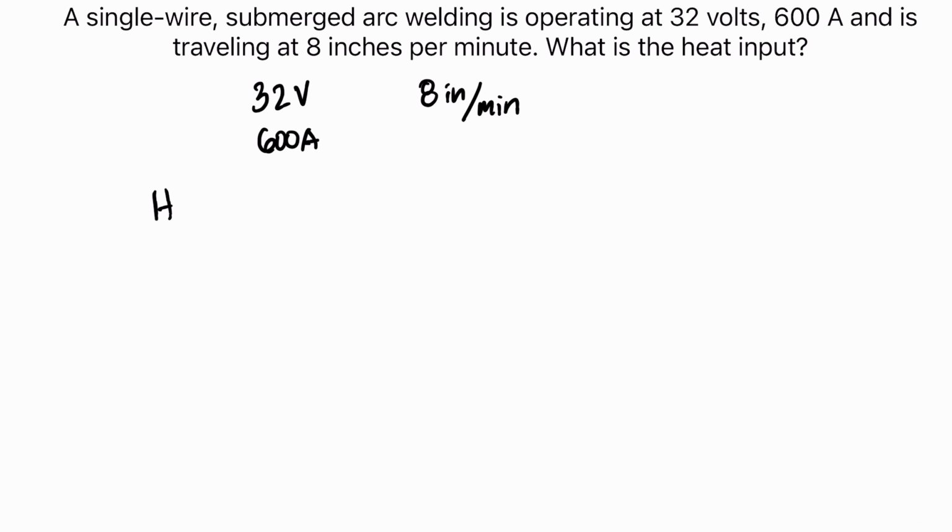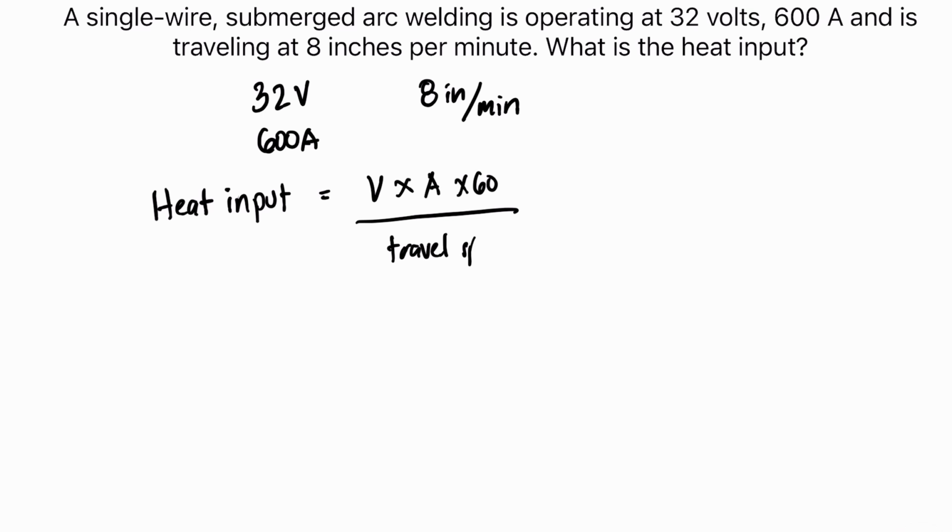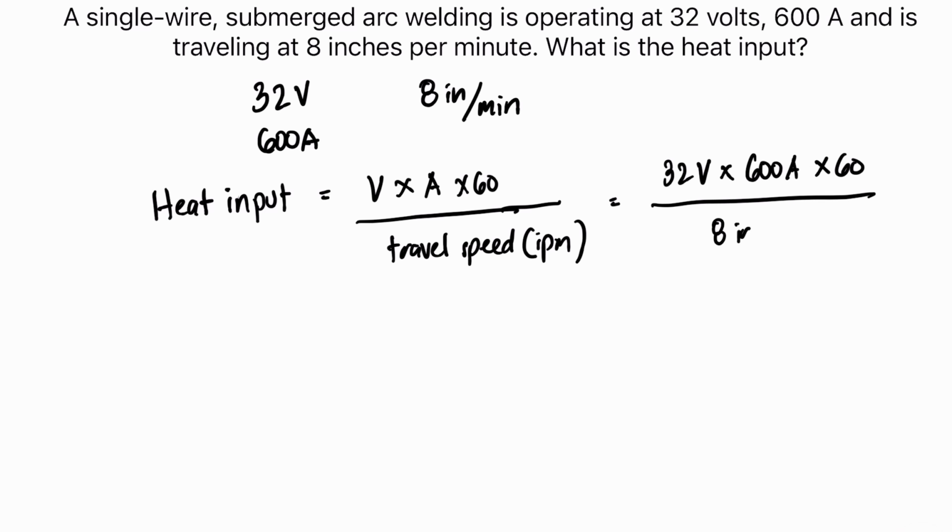So using the formula of the heat input, so V, or the voltage times the current, times 60 over the travel speed in inches per minute. So that is 32 volts times 600 amperes times 60 over 8 inches per minute. So that will give you an answer of joules per inch. So 32 times 600 times 60 over 8. So that will give you an answer of 144,000 joules per inch.